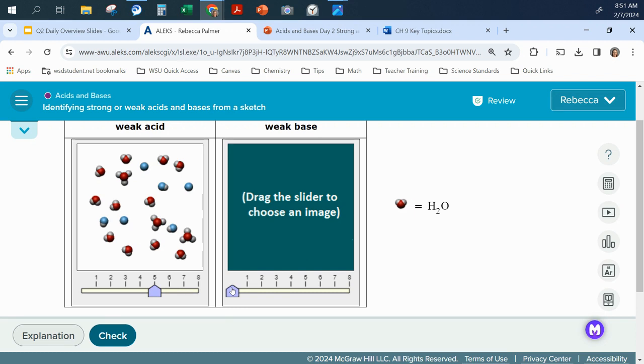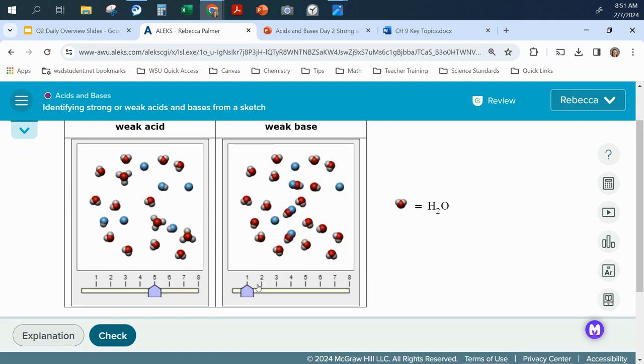The weak base, some of them will steal hydrogen from water, making hydroxide, but not all of them. So this one is confusing. They're trying to get you to think this is the weak base. That's not true. That's not what a weak base is.